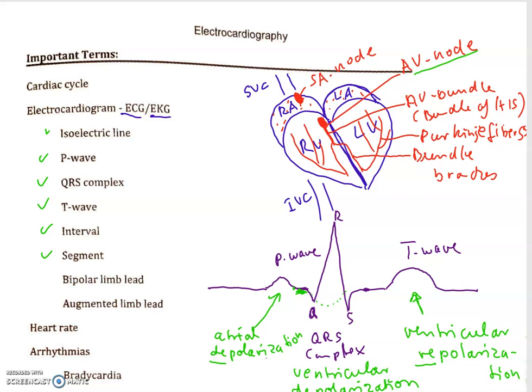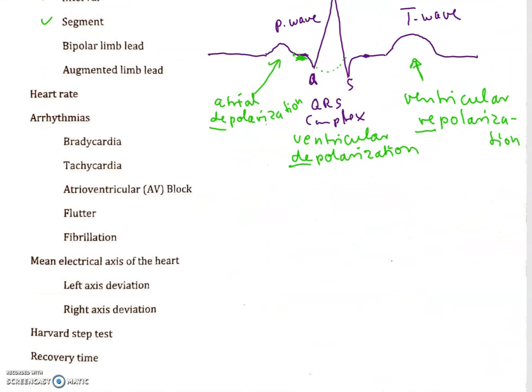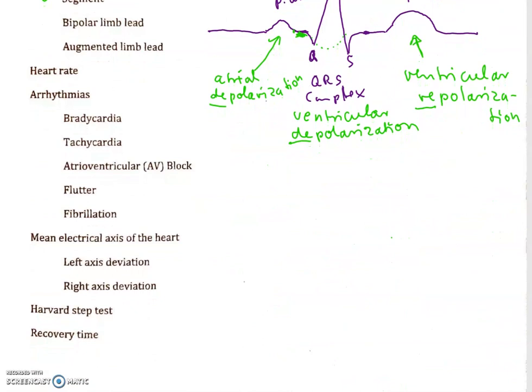There are different degrees of AV node blocks. You can have a first, second, or third degree block, but basically it's the amount of signal that's allowed to pass through from the atria to the ventricles, with the AV node being the gatekeeper. So if the gate is completely shut, that would be a complete heart block, a third degree block. If you have various amounts of signal coming through, then you have either first or second degree heart block. So that would be the AV block.